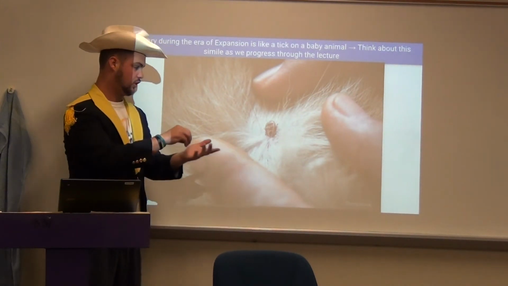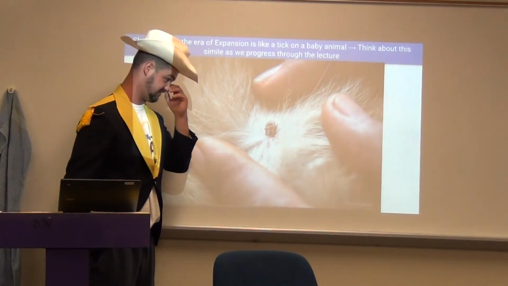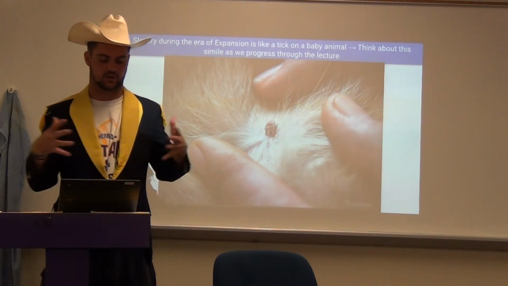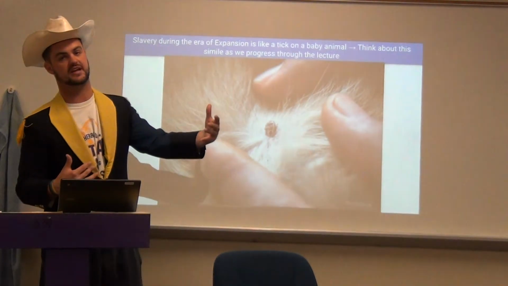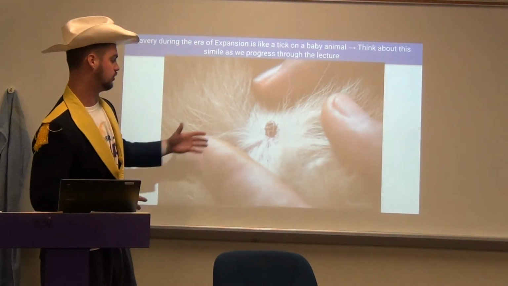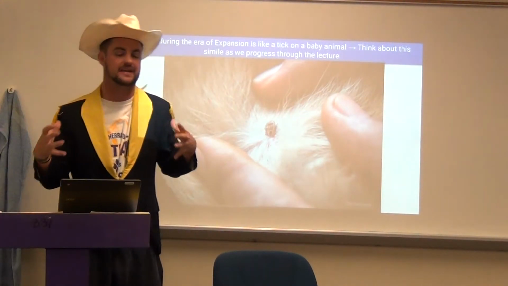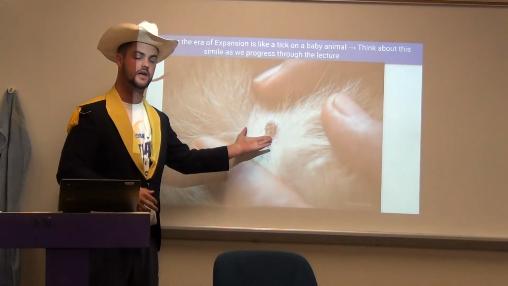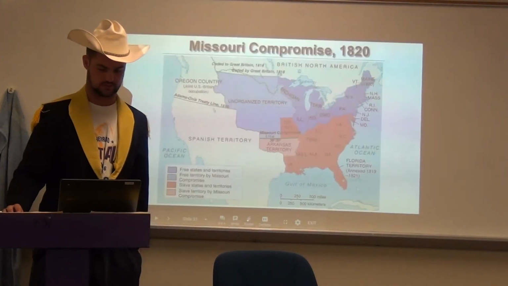Now, those ticks grow. As the dog gets bigger, as it consumes more blood, the size of the tick grows. So the era of expansion, as we continue to move west, and we've established the Missouri Compromise, and as people continue to Texas, Oregon, as people look to develop more states in the Union, this idea of slavery, the tick is only going to grow and grow and grow. And eventually, it falls off or explodes. And that's essentially what the Civil War does.